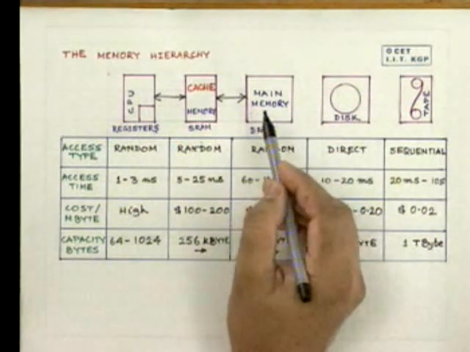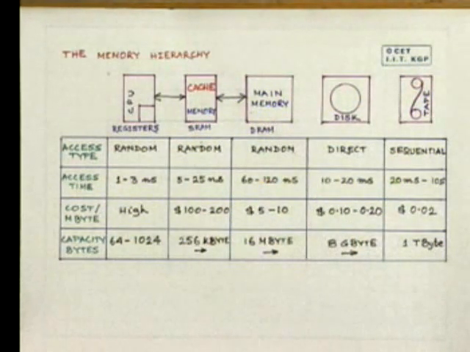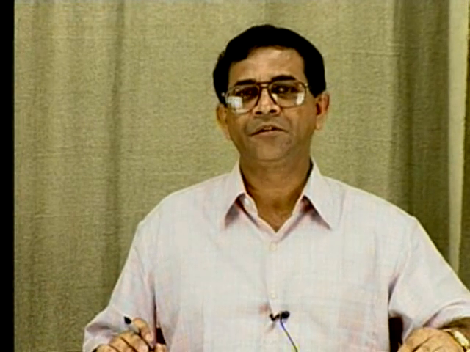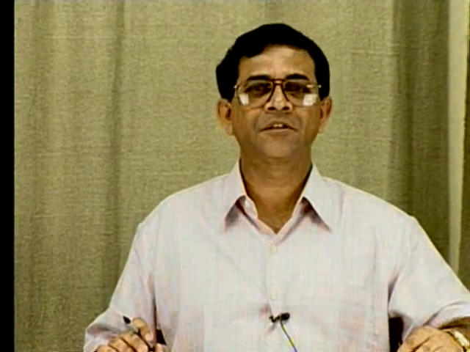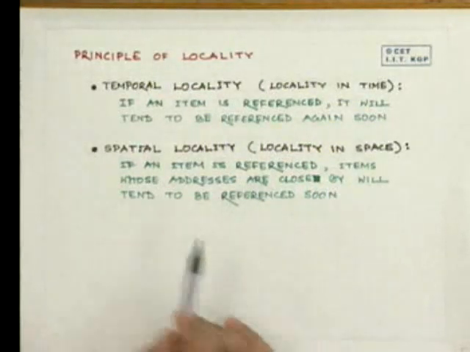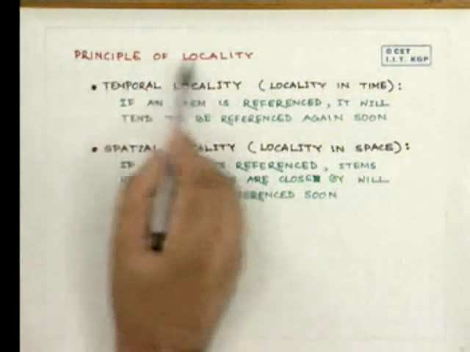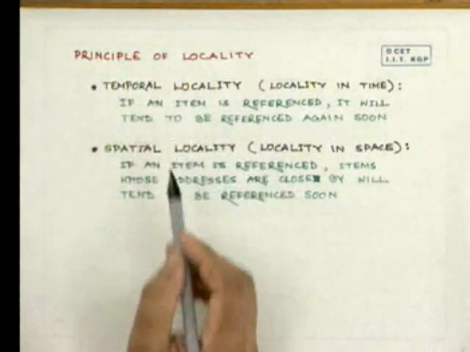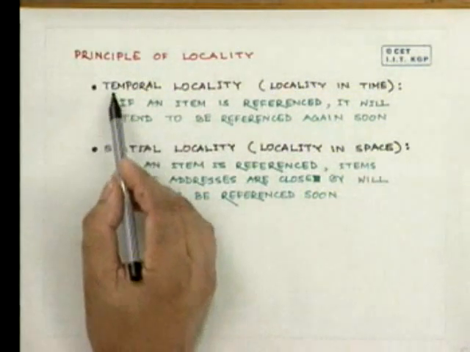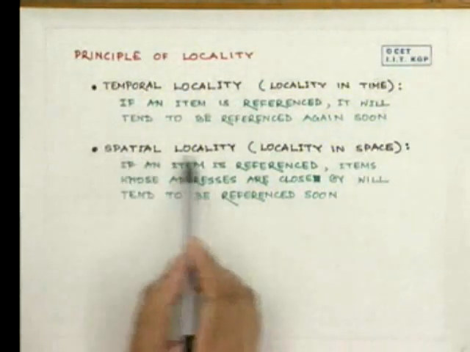Now the question arises whether that is possible or not. By that I mean whether we can keep portions of the program and data in the cache memory and try to execute the program, and how successful it will be. That will be quite possible because of the principle of locality. The principle of locality is of two types. One is temporal locality, and another is called spatial locality.